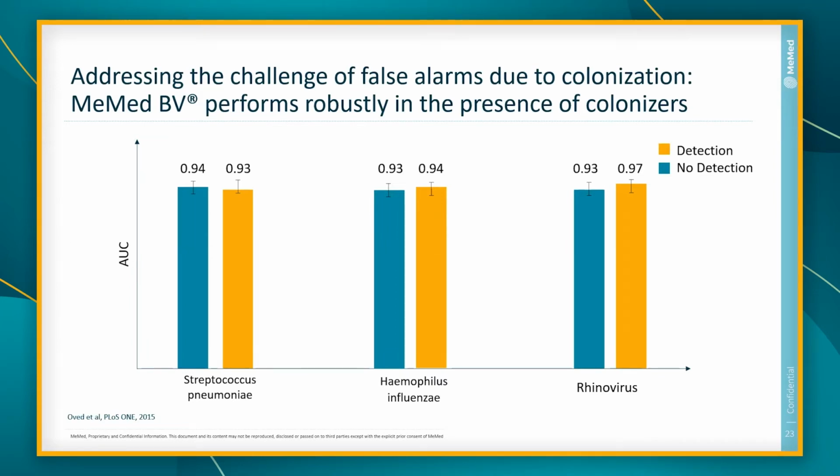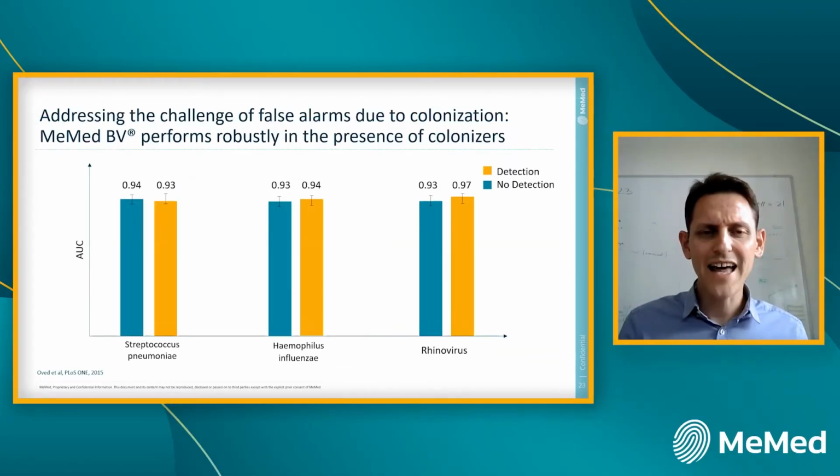So for example, if you apply multiplex PCR on the nasopharynx of a child, you will find strep pneumonia in roughly 30 to 40% of the cases. In adults, slightly lower numbers. How does that affect the performance of host response?